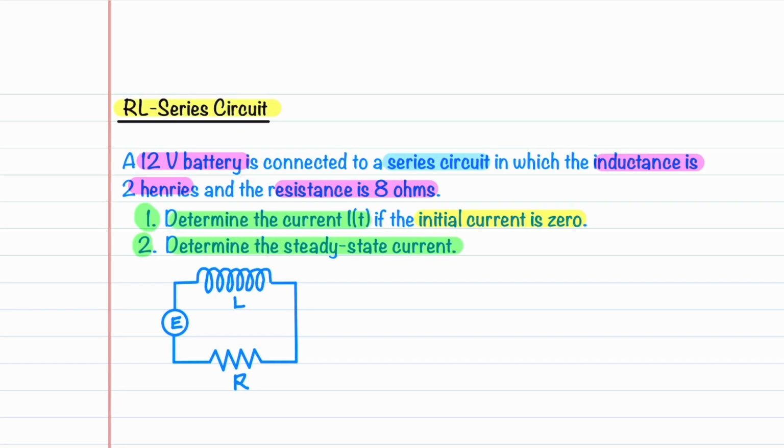Let's start by writing down what our variables in our circuit diagram are equal to. E is the electromotive force, and it is equal to 12 volts. The inductance, L, is equal to 2 henries. And then the resistance, R, is equal to 8 ohms.